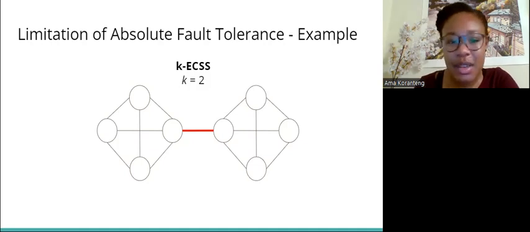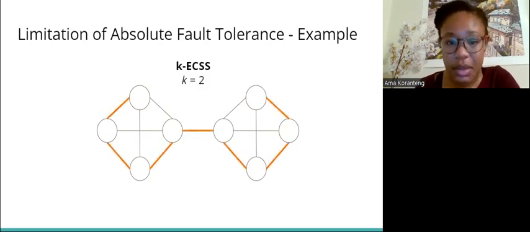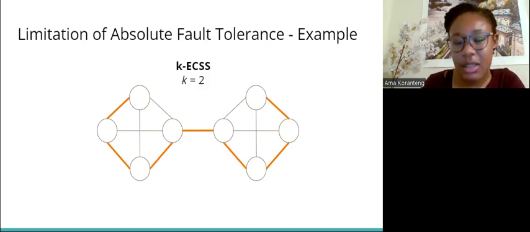Okay, fine. Maybe instead of trying to solve k equals 2, since we can't do that, what if we bring k down 1, so set k equals 1, and then return a solution for KECSS when k equals 1. Here's what that solution looks like. I would argue that this is an unsatisfactory solution, and here's why.